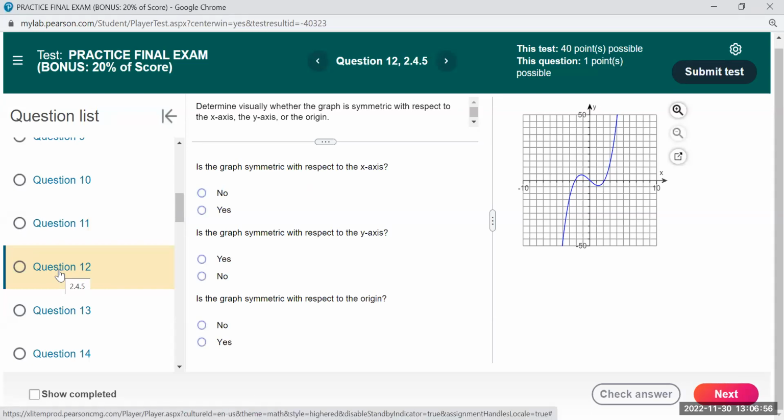All right, number 12. Determine visually whether the graph is symmetric with respect to the x-axis, y-axis, or origin. The graph they used.